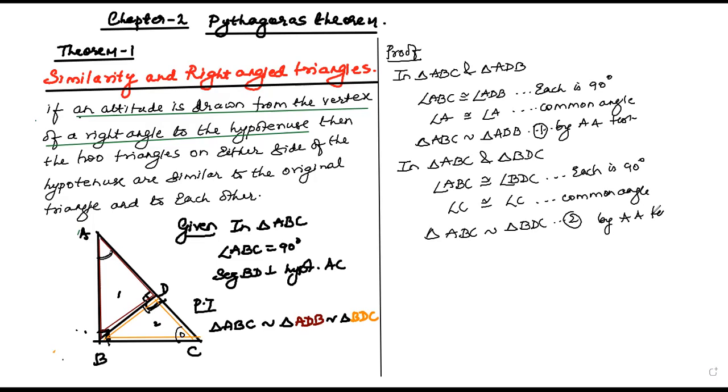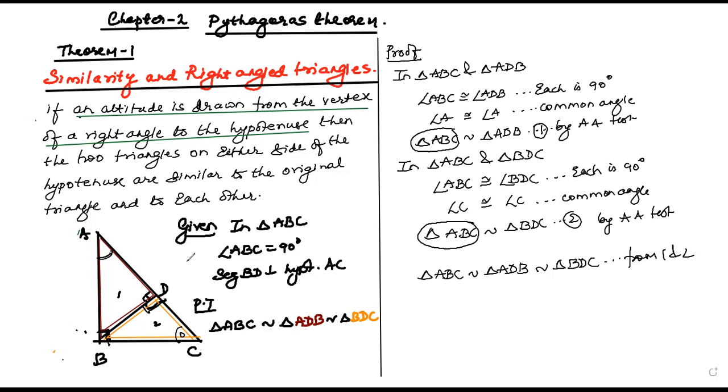Now, please look at statements number 1 and 2. ABC is similar to ADB. Same ABC is similar to BDC. Triangle ABC is similar to triangle ADB, and the same triangle ABC is similar to triangle BDC. So can I say all the three triangles are similar? Therefore, triangle ABC is similar to triangle ADB, similar to triangle BDC, from 1 and 2. Such an easy proof of this theorem, children.